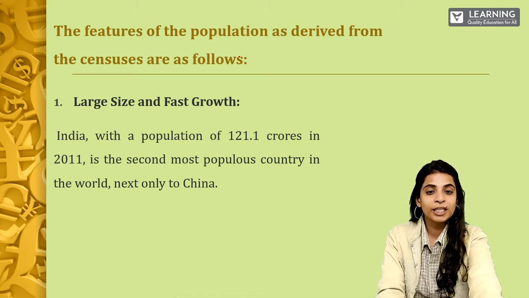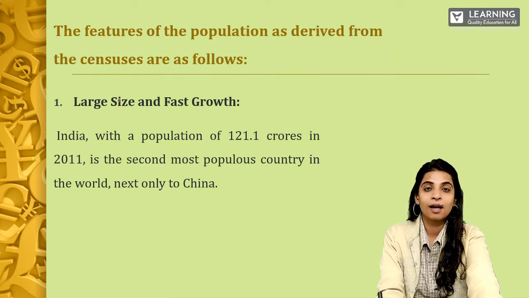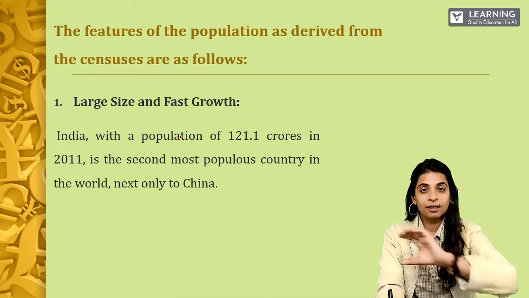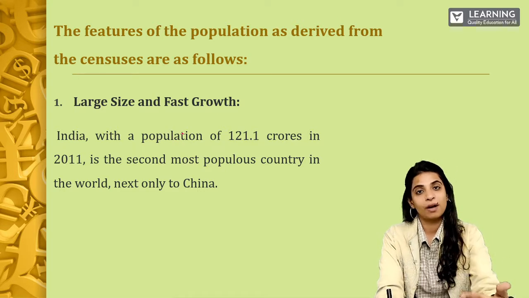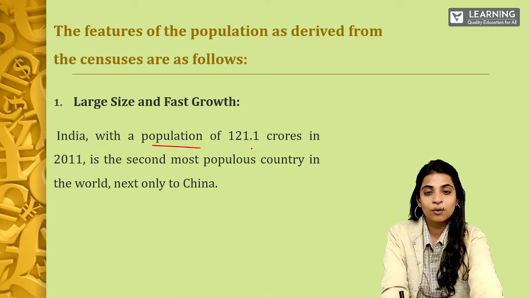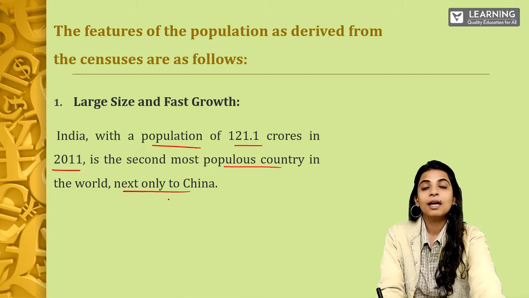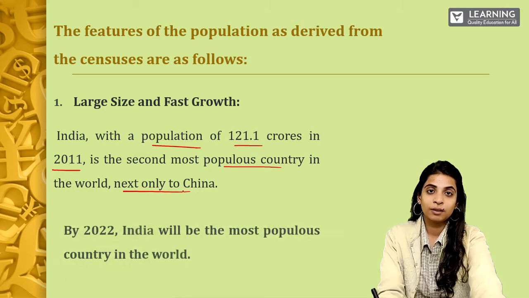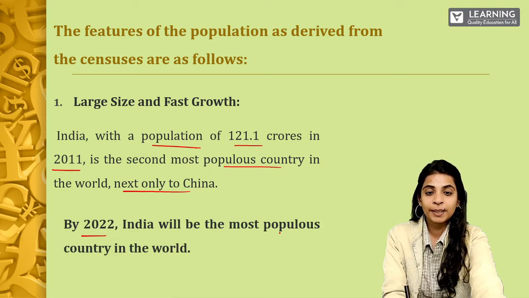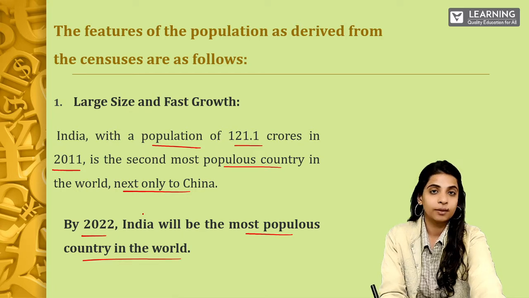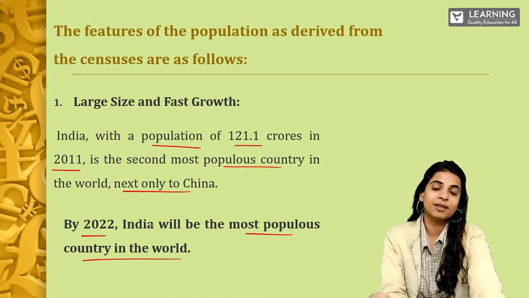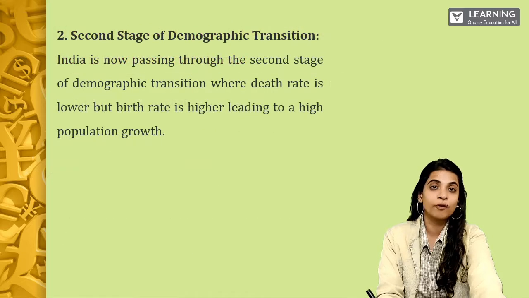The features of population as derived from the census are as follows: large size and fast growth. All right. So there's large size and still it is growing faster. India, with a population of 121.1 crore in 2011, is the second most populous country in the world, next to China. Then by 2022, India will be the most populous country in the world. So we have already reached that stage. All right. We have a lot of population.